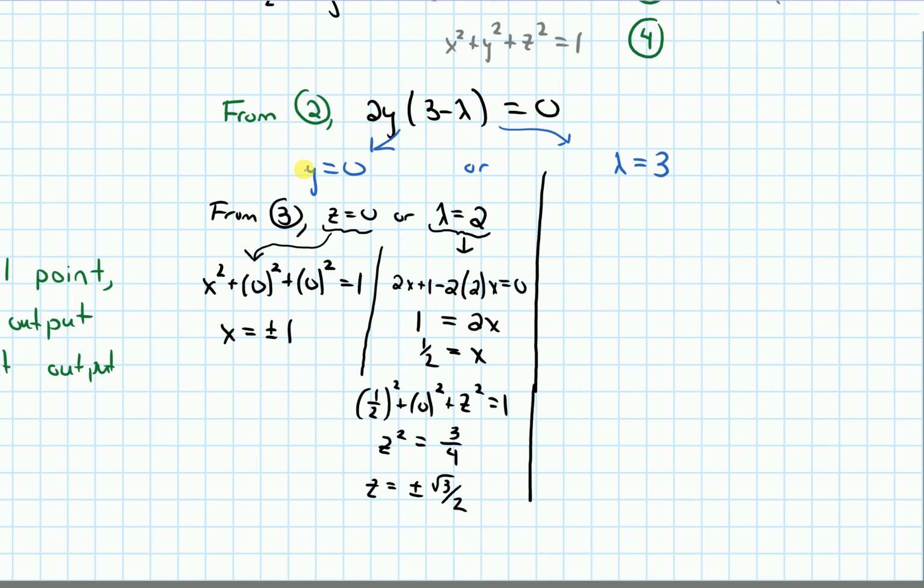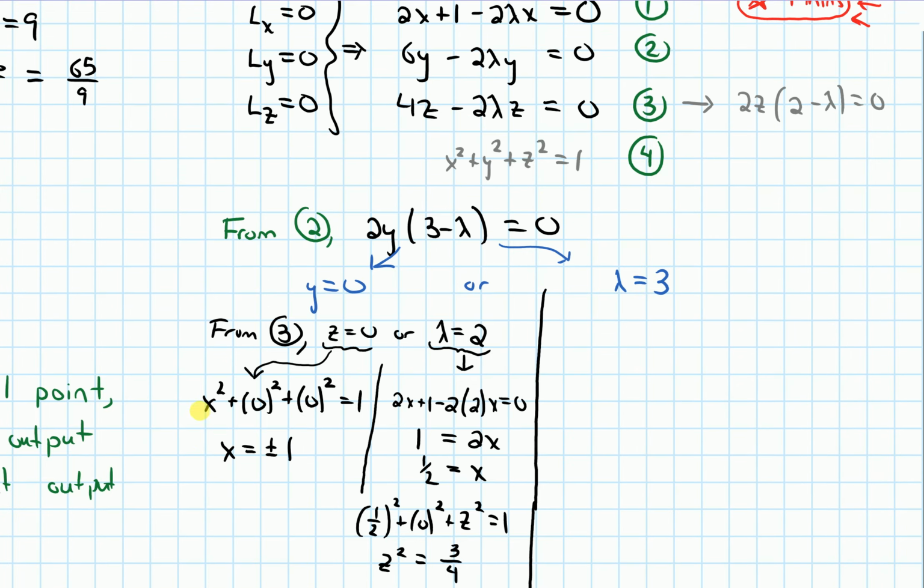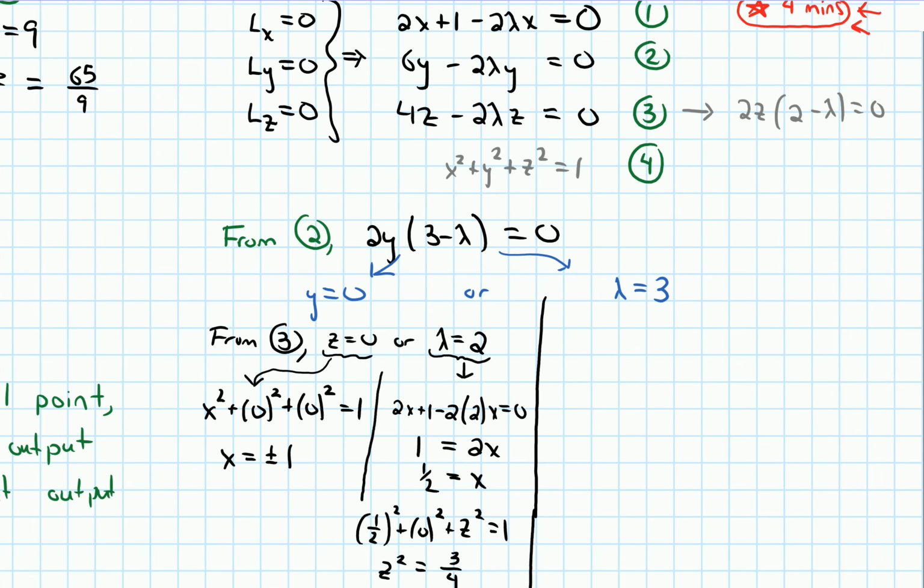All right, so now we got to go back. We got to back it up. We've finished the y equals 0 case. Now let's move on to the lambda equals 3 case. So just like we did before, I know from the third equation, which we factored up here, 2z times 2 minus lambda equals 0, we're going to get z equals 0 or lambda equals 2. We're going to get these two subcases.